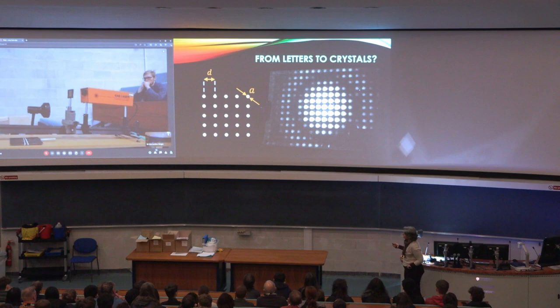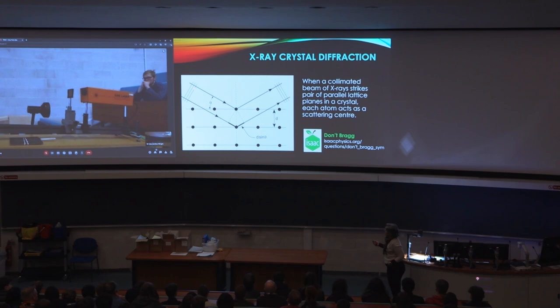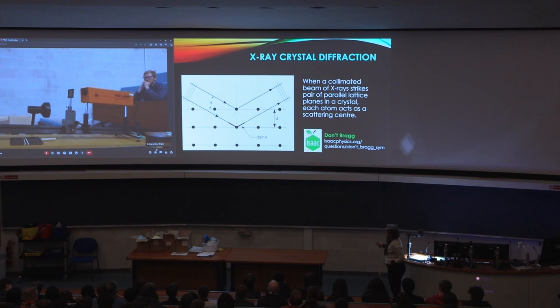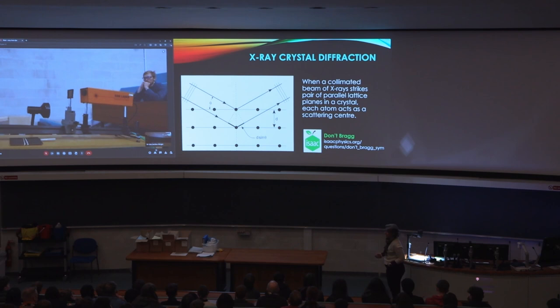If we think about that idea we started with, if we shine an X-ray, the X-ray that hits this atom travels this distance. The X-ray that comes in and hits this atom has traveled this extra length here. There is a path difference. Where the path difference is equal to a whole number of wavelengths, we get a bright spot, and where there is a path difference equal to half a wavelength, we get a dark spot.